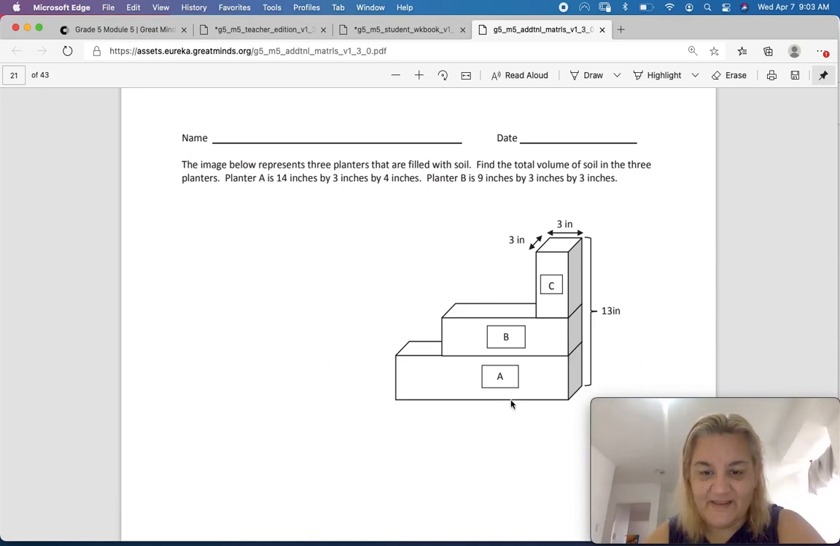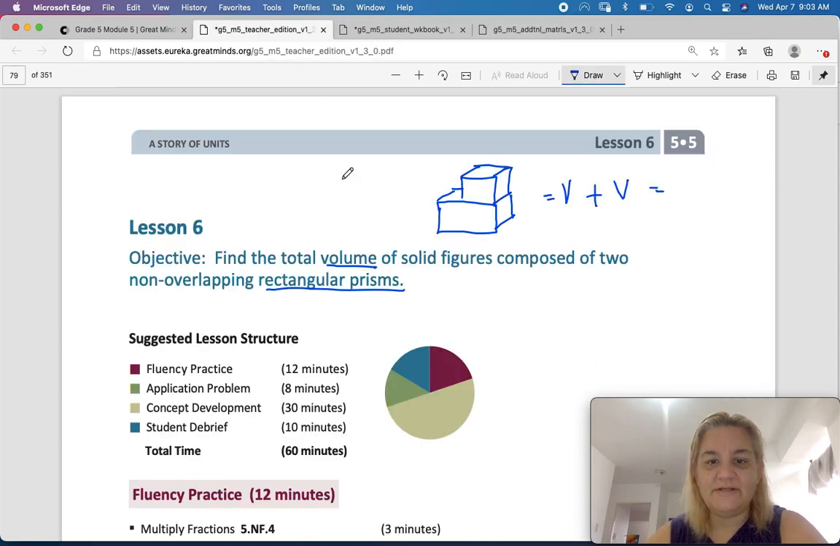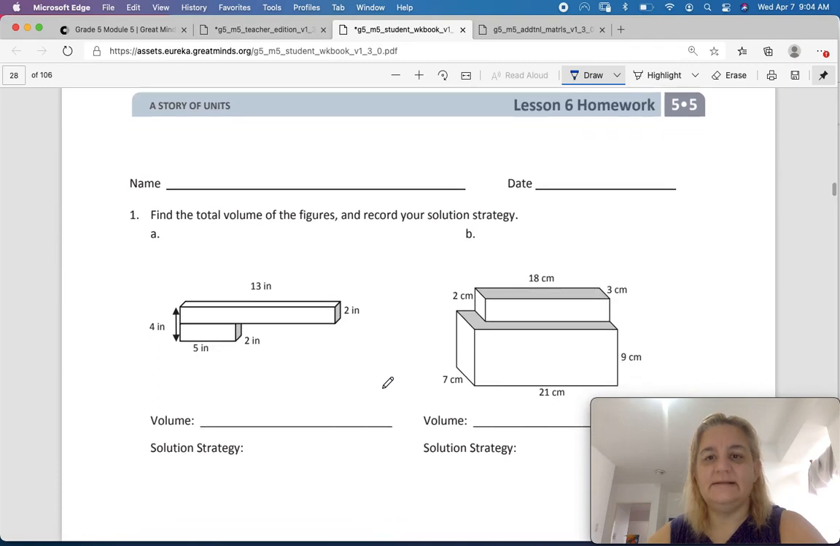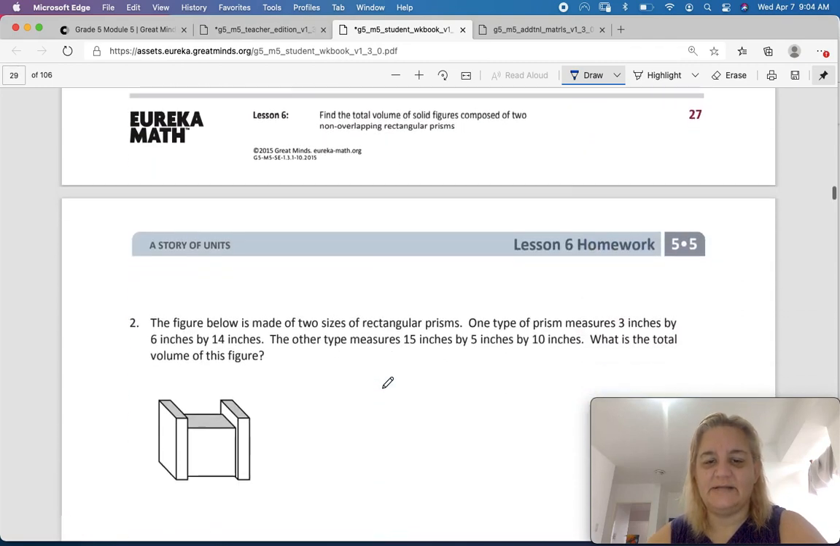Find the volume of A, then find the volume of B, then find the volume of C, then add them together. This is not as complicated as that last question was. Okay, good luck. Have a great day. And when you're done with that, go back to your homework. This might take you a while today, so take your time.